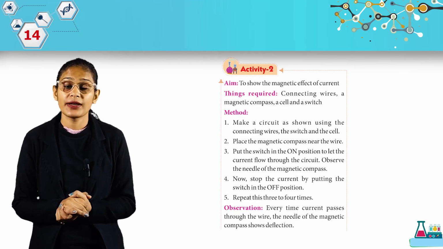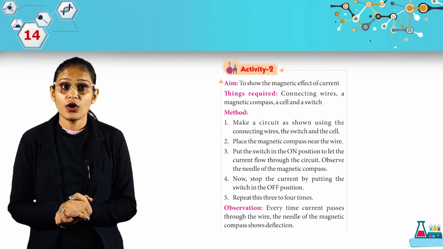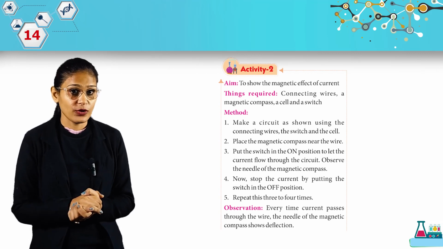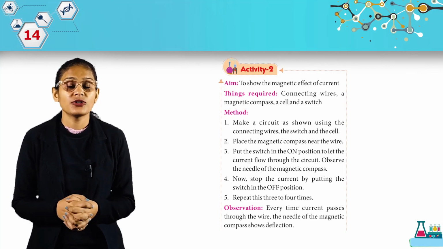Observe the needle of the magnetic compass. Now stop the current by putting the switch in the off position. Repeat this 3 or 4 times. Now observation: every time current passes through the wire, the needle of the magnetic compass shows deflection.